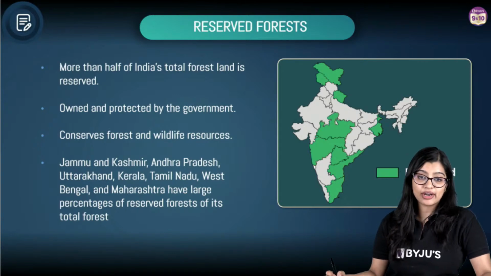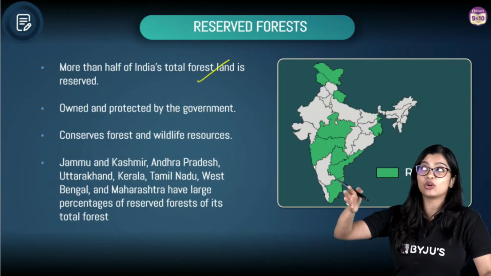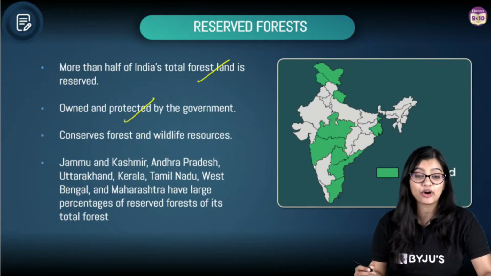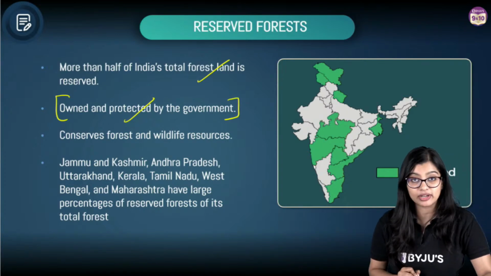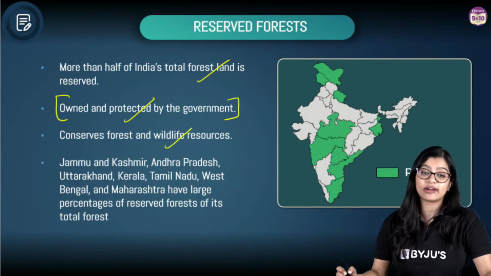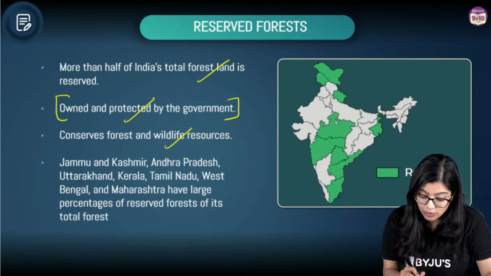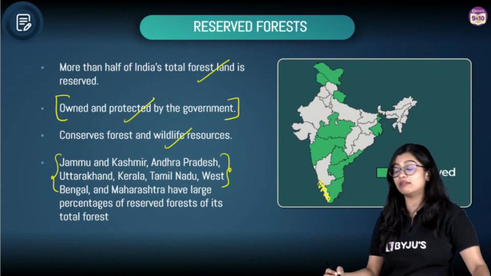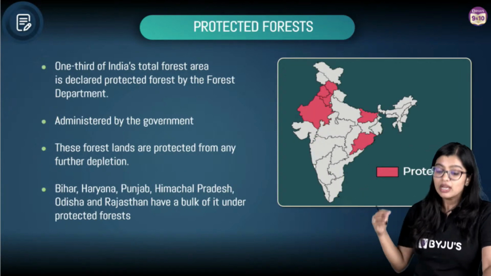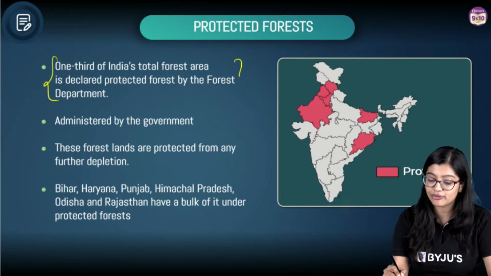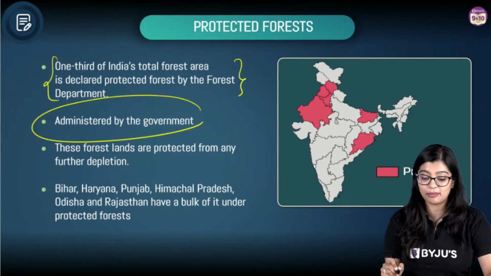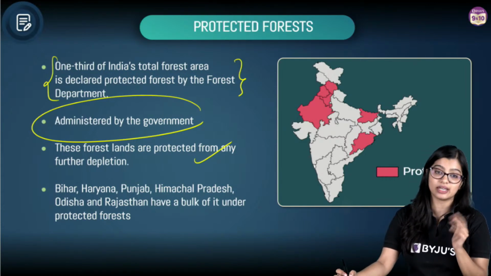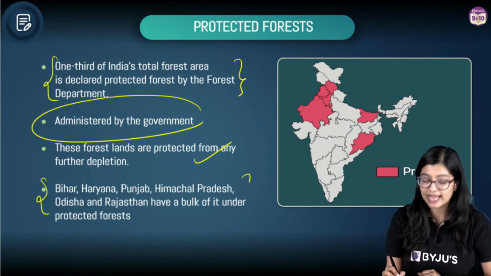Now we know that reserve forests include forests that cover more than half of India's total forest lands. They are owned and protected by the government. This point is very, very important, and they ensure that they conserve forest and wildlife resources here. Now you can give some examples of states, right? The states that it covers, Kerala is also there. While protected forests cover only 1/3 of India's total forest area, it is administered by the government. The forests have undergone a certain level of depletion, but it will be protected from further depletion, right? So you can give some more examples here.